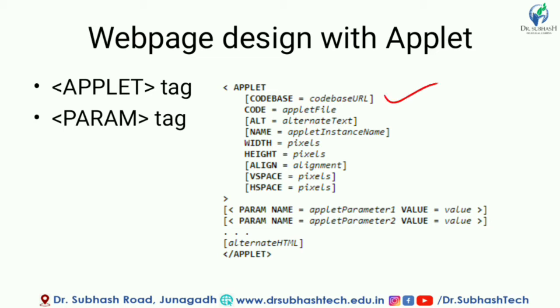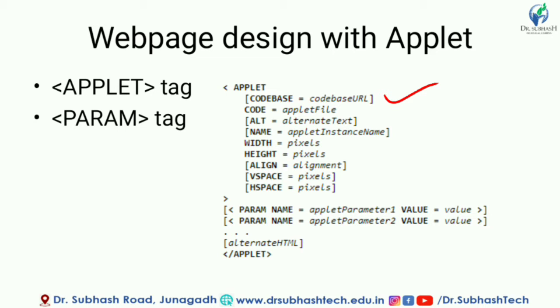First is codebase. This codebase attribute shows the path of the applet. If the applet is local, then you have to mention the directory path. And if the applet is remote, then you have to mention the URL of this applet. So this codebase attribute is an optional attribute.